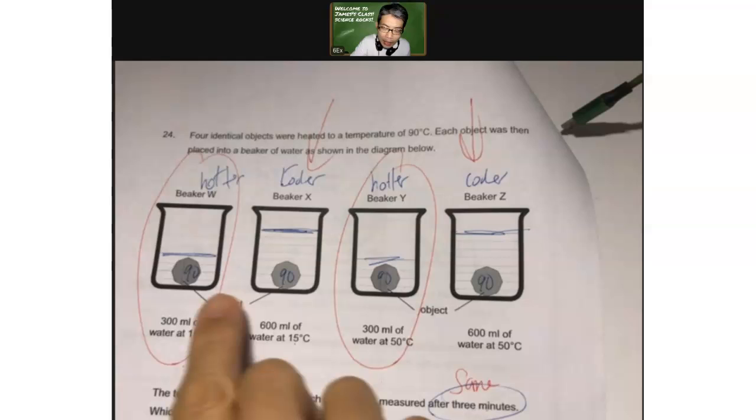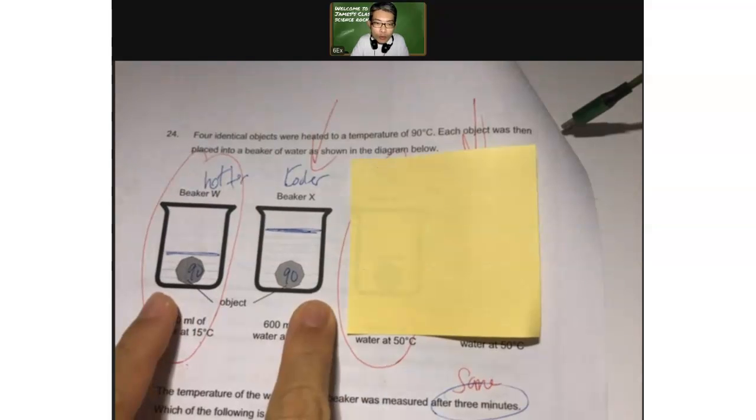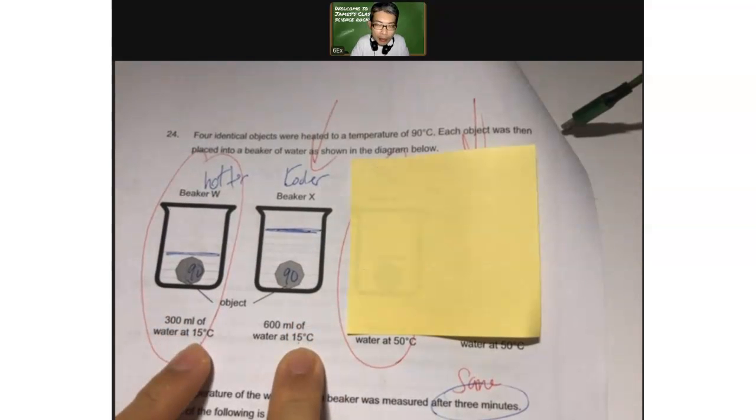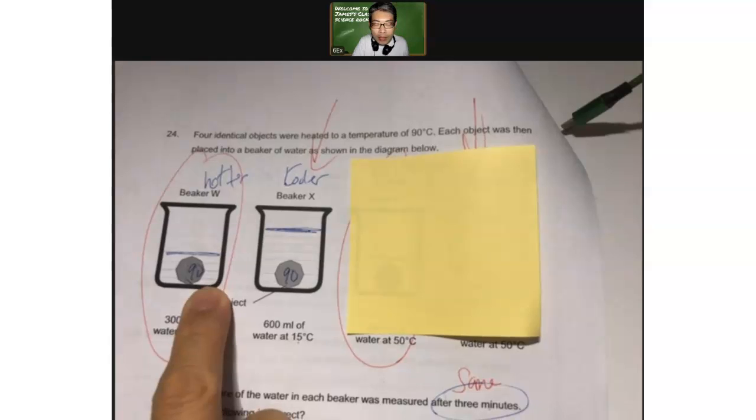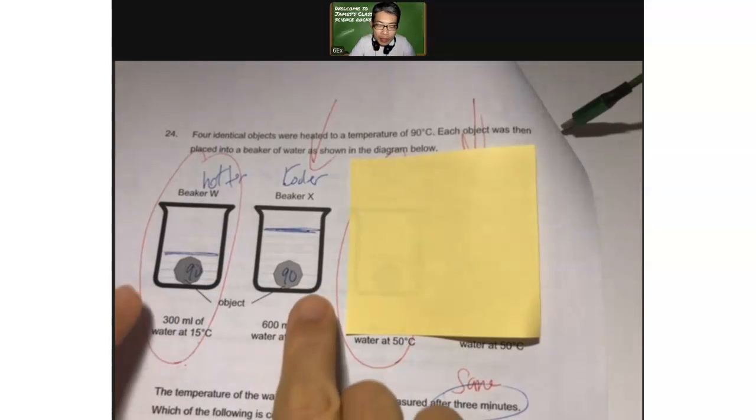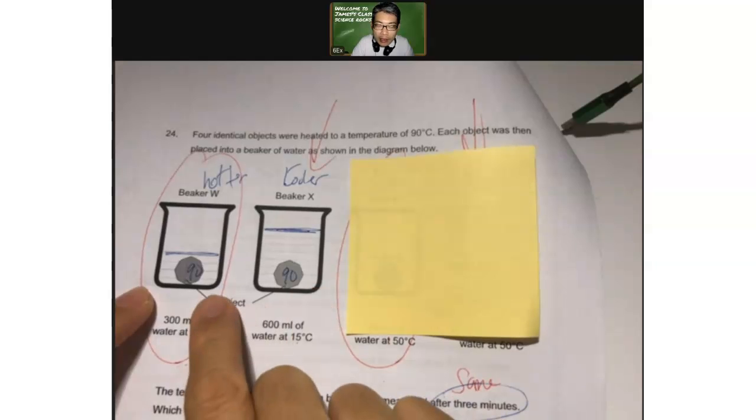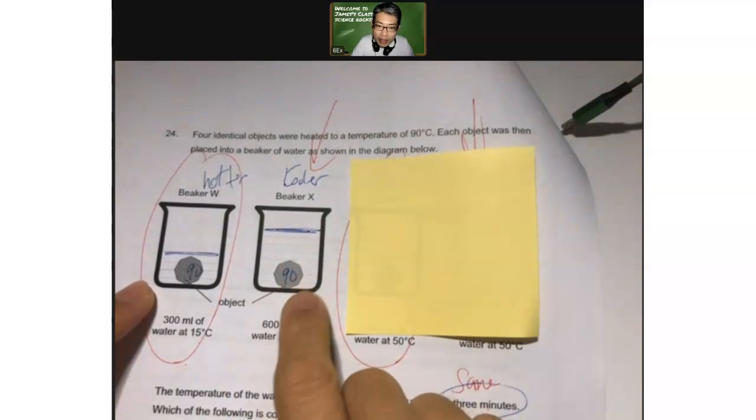Let's ignore this first. Now, why do you focus on this? Because these 2 beakers of water are at the same temperature. The difference is they're at different volumes. So imagine you want to heat up less water or heat up more water. Which beaker of water will feel hotter first? Naturally this one, right? Because it has less water to gain so much more heat. Here, there's so much more water to gain the same amount of heat.